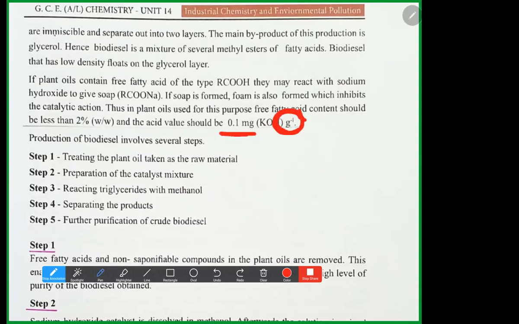In the production of biodiesel, there are 5 steps. First, treating the plant oil taken as a raw material, to remove these other fatty acids and everything. Second, preparation of the catalyst mixture, that is the sodium hydroxide mixture. Third, reacting triglycerides with methanol with this catalyst. Then separation of the product. Then purify that product from crude biodiesel.